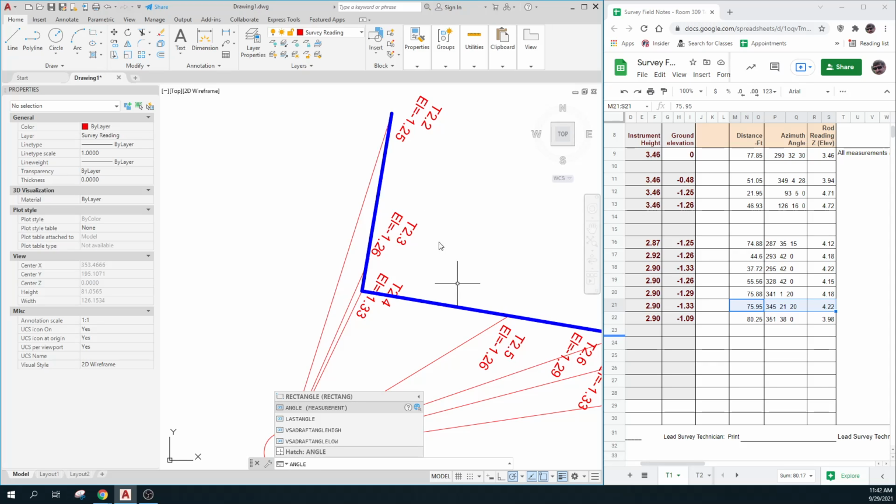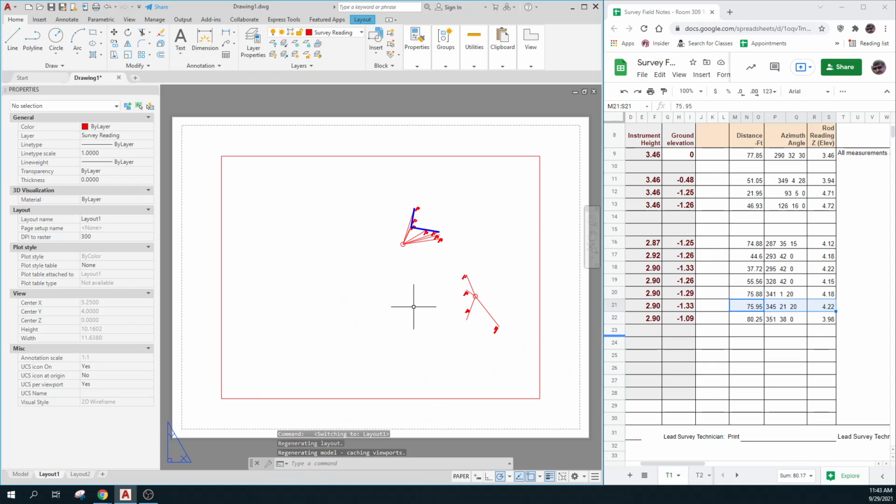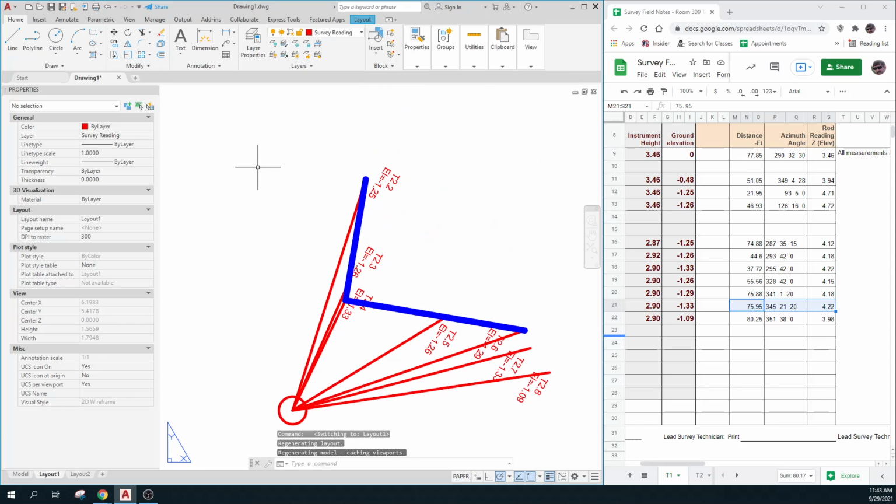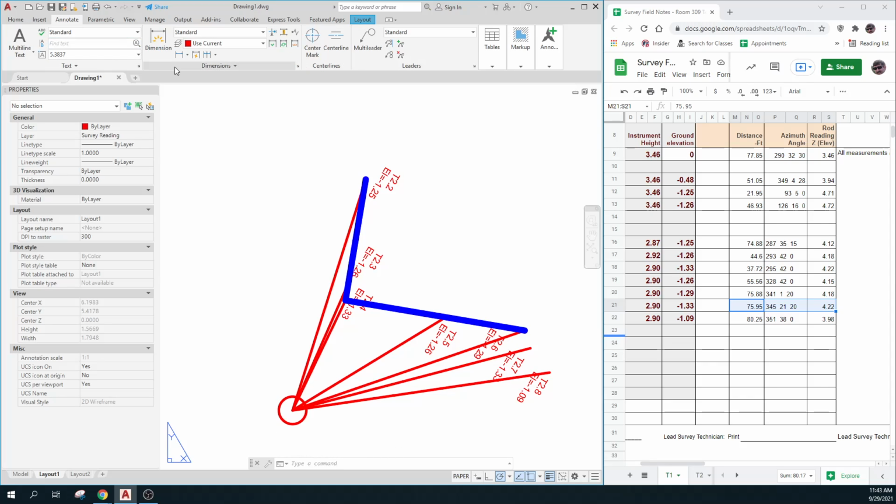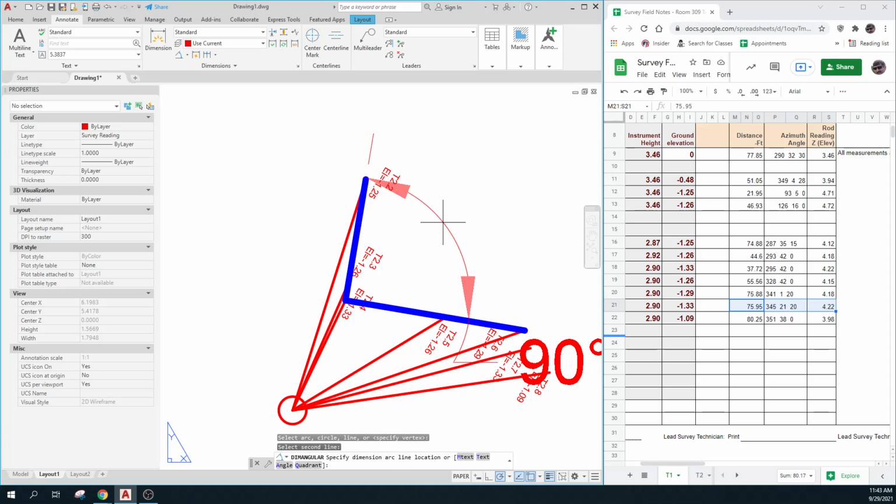Angle measurement. Let's just check it out here. Let's do an annotate, angular measurement. Oh, it's within a degree for sure.